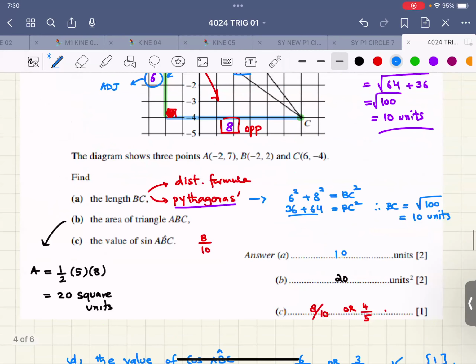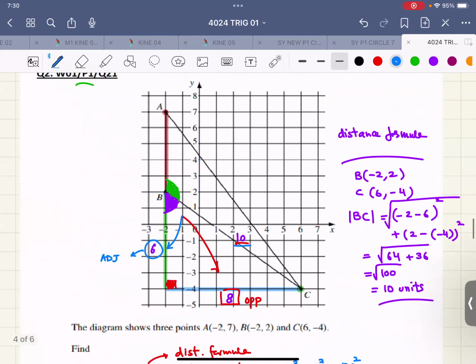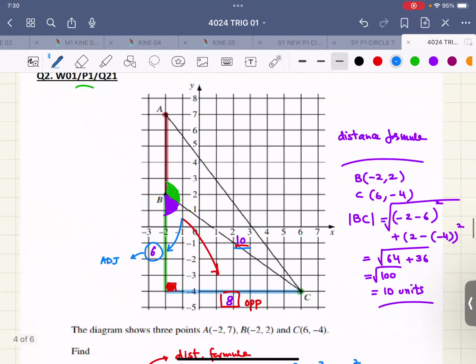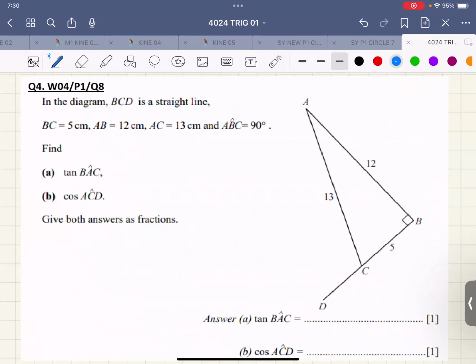So this is a basic question which people get wrong because the concepts are not clear. Acknowledge on the WhatsApp if this is all good, all clear.